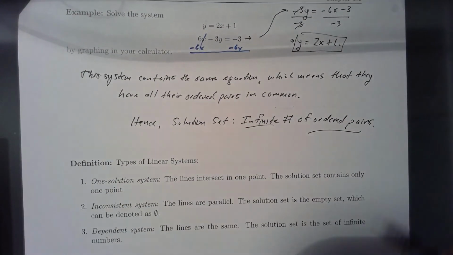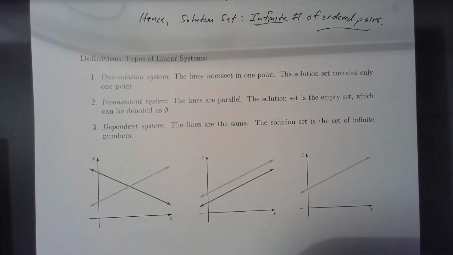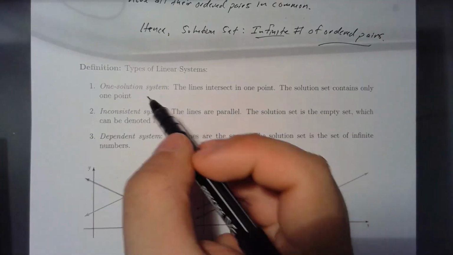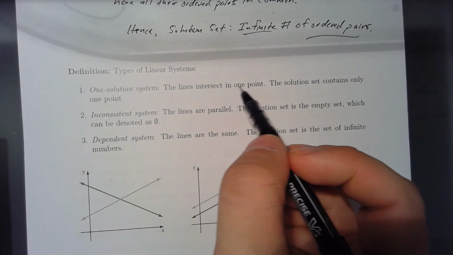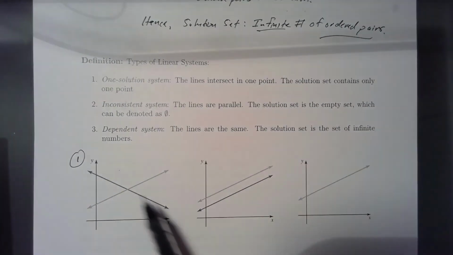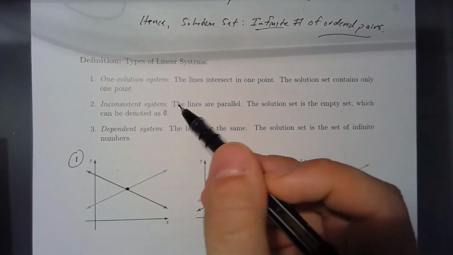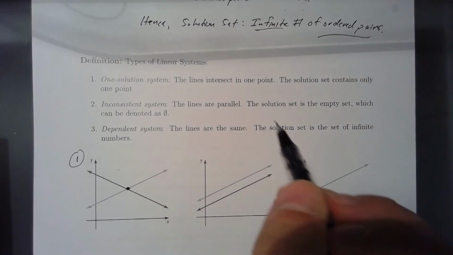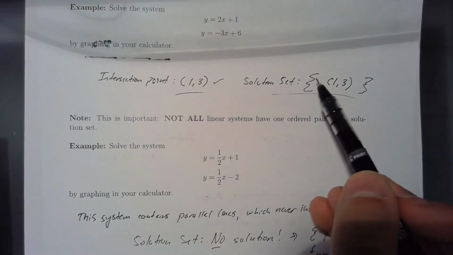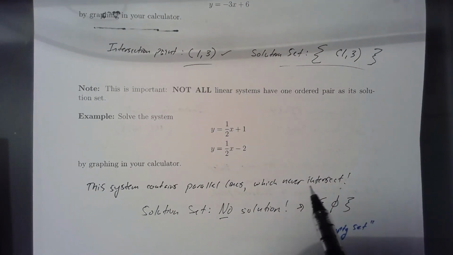So, to summarize, when you're solving linear systems of equations, you have three possibilities. You have a one-solution system where the lines intersect at one point. This is number one right here. The lines will intersect at a point. We've seen a couple of those already. You have an inconsistent system. The lines are parallel. Right here. This is a one-solution system. They intersect at that point. This is an inconsistent system. They never intersect.